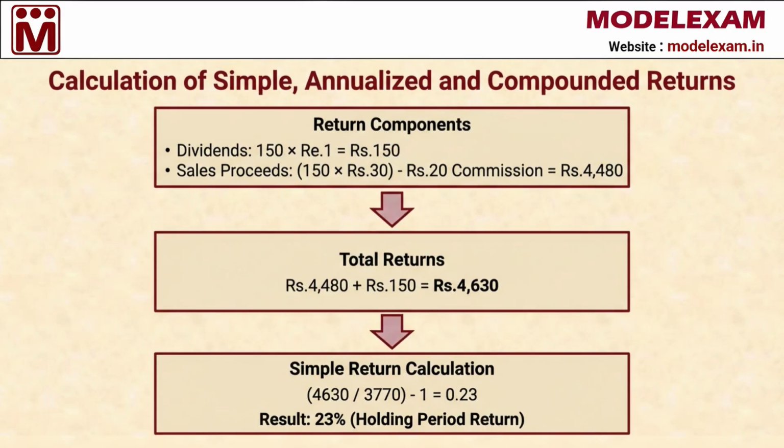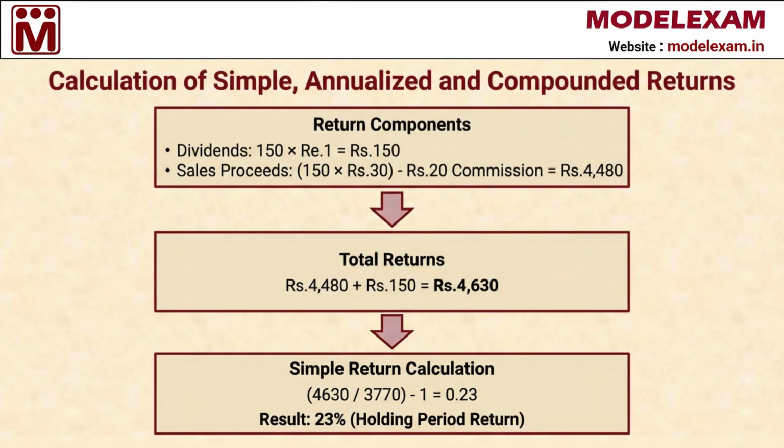Now, let us look at what happens when you sell. During the time you held the shares, you receive dividends. This is calculated as 150 shares multiplied by 1 rupee per share, which equals 150 rupees. Then you sell the shares at 30 rupees each. However, you have to pay another commission of 20 rupees. So, your sales proceeds are 4,480 rupees. To find your total returns, you add the sales proceeds of 4,480 plus the dividends of 150.